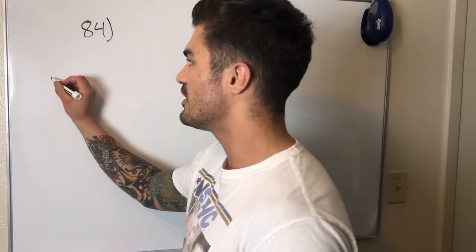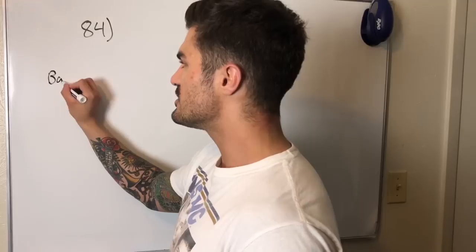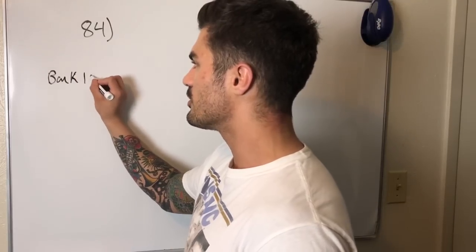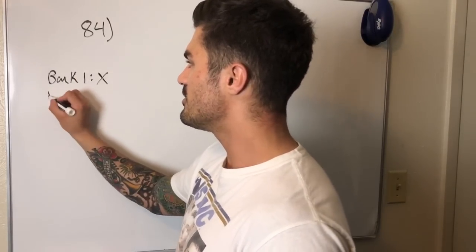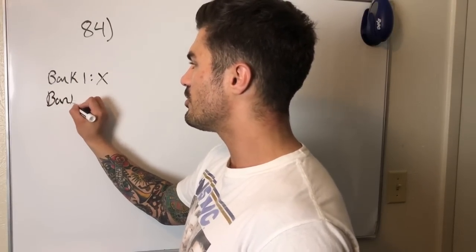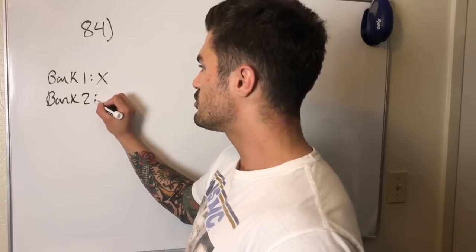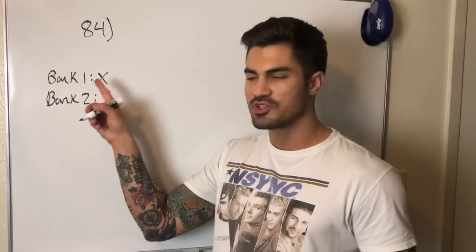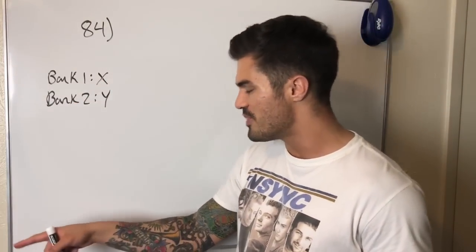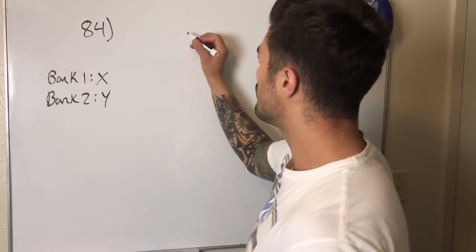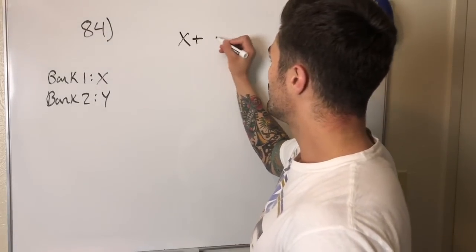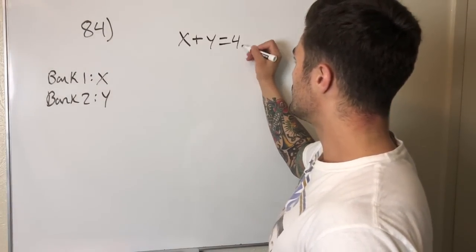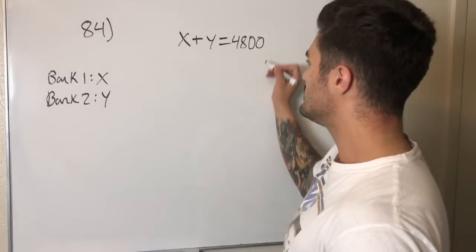So we need to name some variables. So Bank 1, this is the amount borrowed from Bank 1. We're gonna call this X. And the amount borrowed from Bank 2, we're gonna call that Y, all right? And we're trying to find X. That's what we want to solve for, the amount borrowed from Bank 1. So we know that this total is 4,800, right? This is the total amount borrowed. So this is kind of the easy equation.